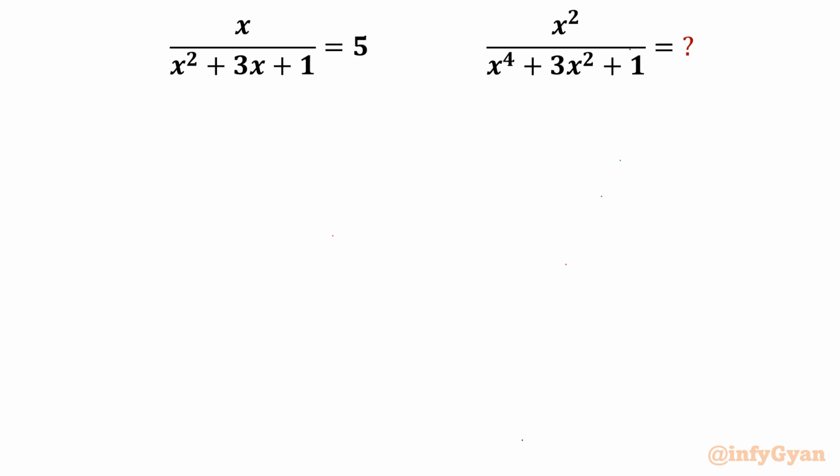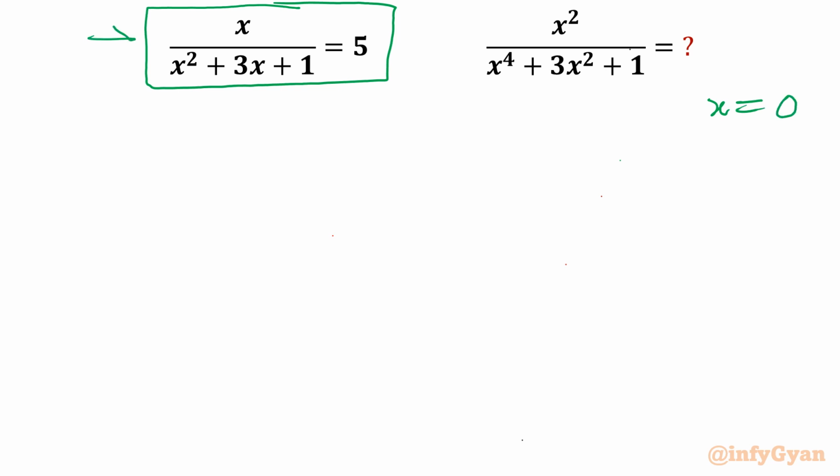I will consider the given equation first. Just check if x equal to 0 is a solution or not. So I will put x equal to 0. So 0 over 0 square is 0, 3 times 0 plus 1. Left hand side is 0 over 1, that means 0. Right hand side is 5. That means x cannot be equal to 0.